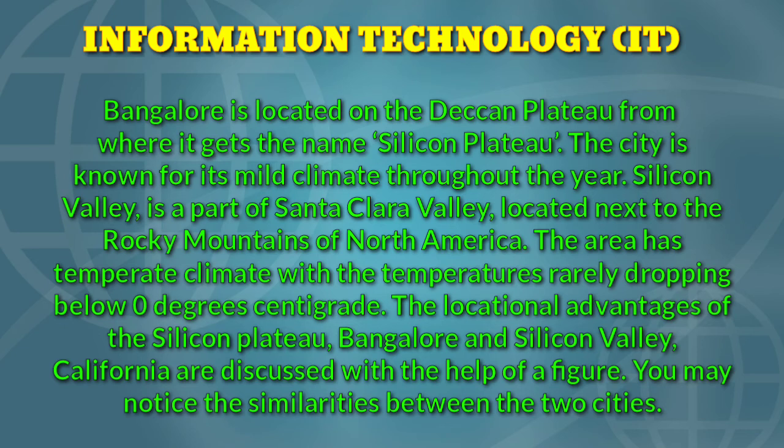Bangalore is located on the Deccan Plateau, from where it gets the name Silicon Plateau. The city is known for its mild climate throughout the year. Silicon Valley is a part of Santa Clara Valley located next to the Rocky Mountains of North America. The area has temperate climate with the temperatures rarely dropping below 0 degrees centigrade. The locational advantages of the Silicon Plateau, Bangalore, and Silicon Valley, California are discussed with the help of a figure. You may notice the similarities between the two cities.